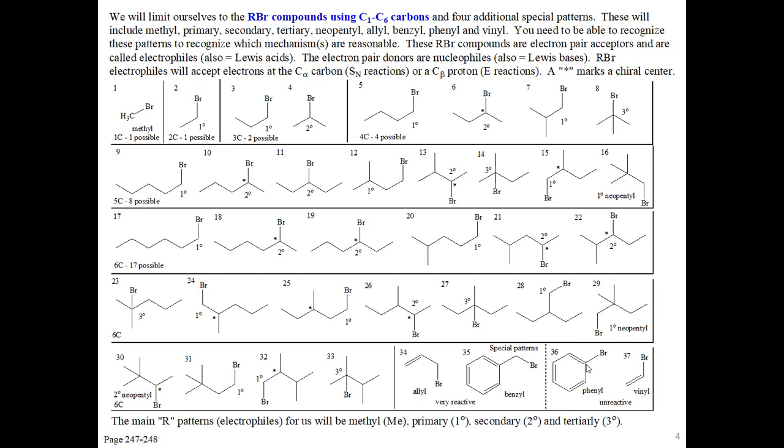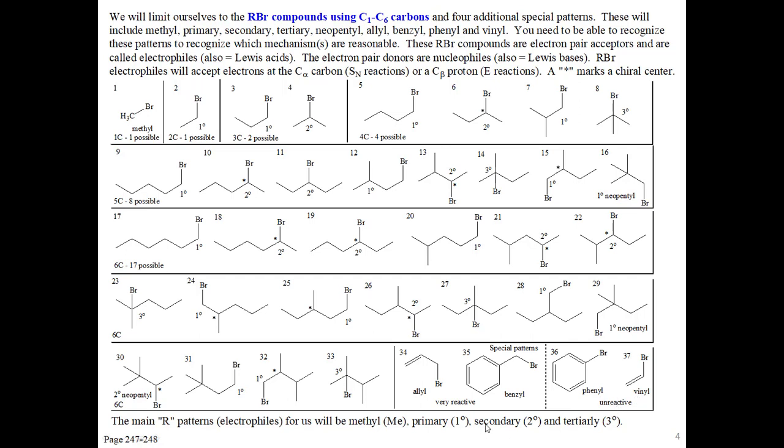If I have the bromine directly attached to the benzene ring, which is kind of confusing because of this one over here, that's very unreactive. And the same is true when it's directly attached to the double bond, which we call a vinyl group. So that would be phenyl and vinyl, and we say those are very unreactive.